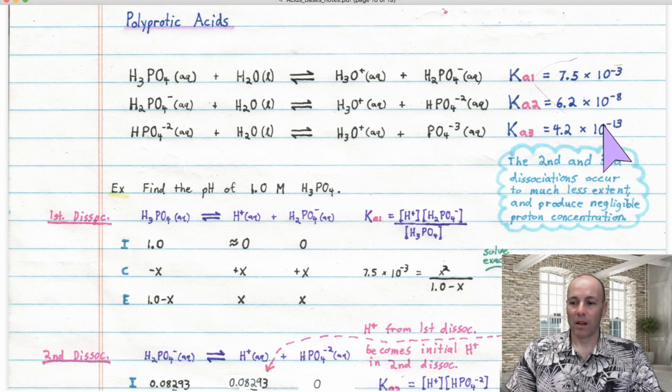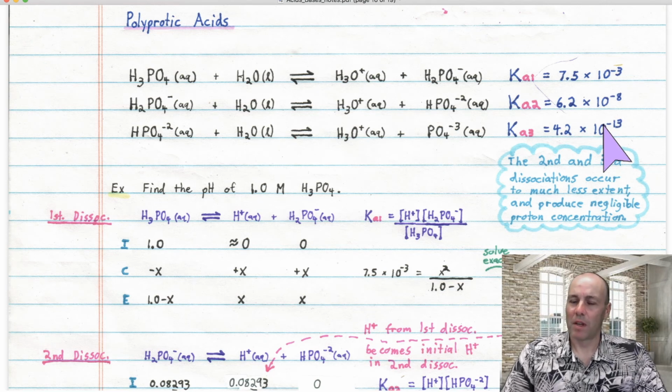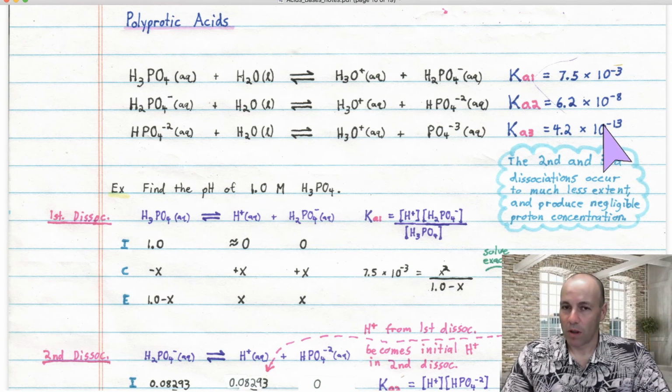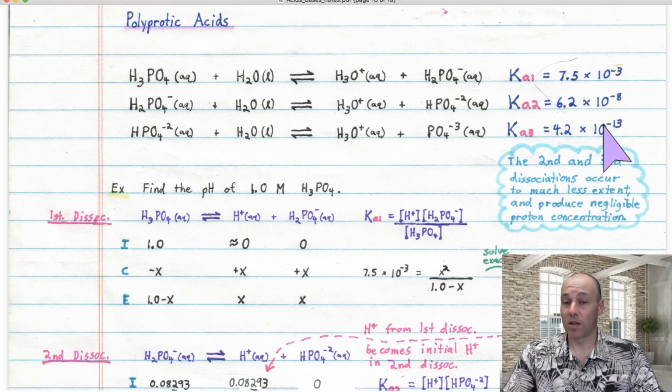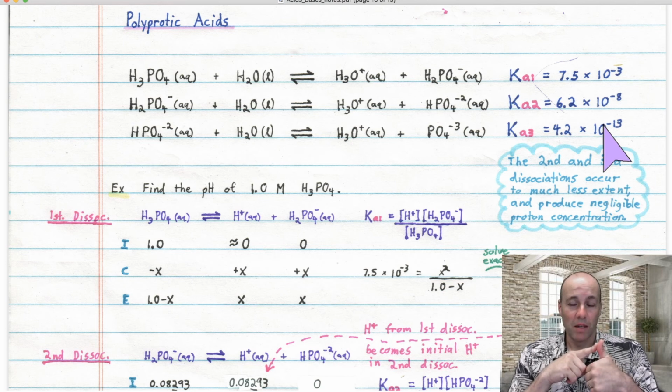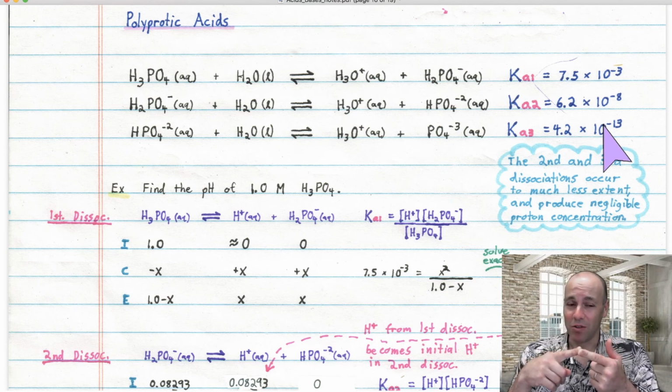The only case that I know of where you have to deal with the first and second one when you're looking for proton concentration is sulfuric acid. Sulfuric acid is one of the 6 strong acids, and it's a diprotic acid. That first proton comes off completely, and then the second one is a weak dissociation, but its Ka value is like 10 to the minus 2. So it's a pretty large Ka, and you should account for it.